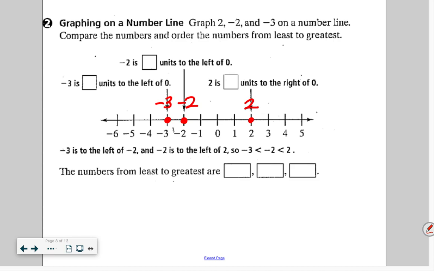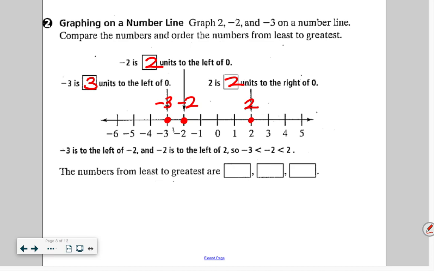As we fill in our boxes, -3 is 3 units to the left of 0. -2 is 2 units to the left of 0. And 2 is 2 units to the right of 0. Below the number line, -3 is to the left of -2, and -2 is to the left of 2. So -3 is less than -2, which is less than +2. Those are in order from least to greatest when that's the case.